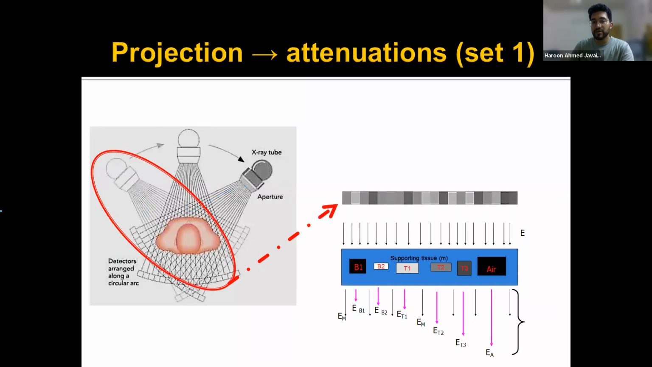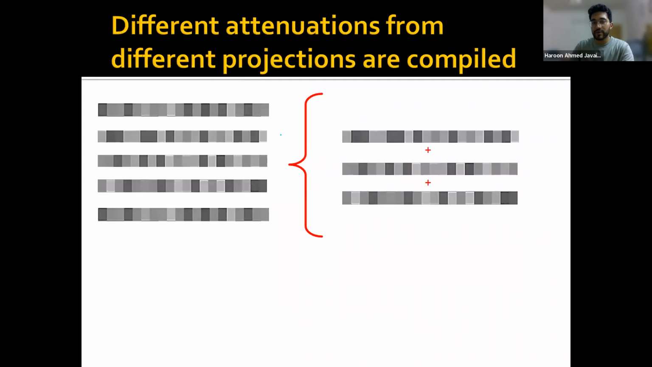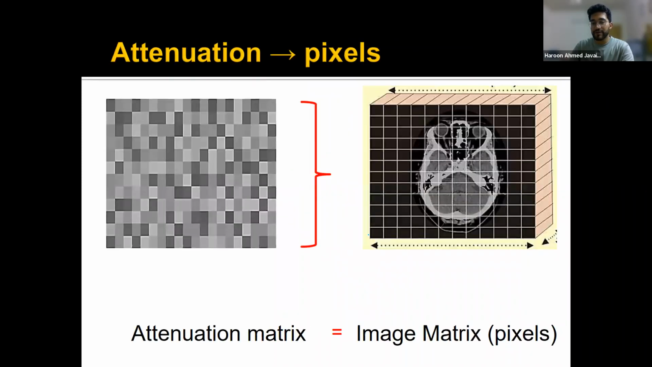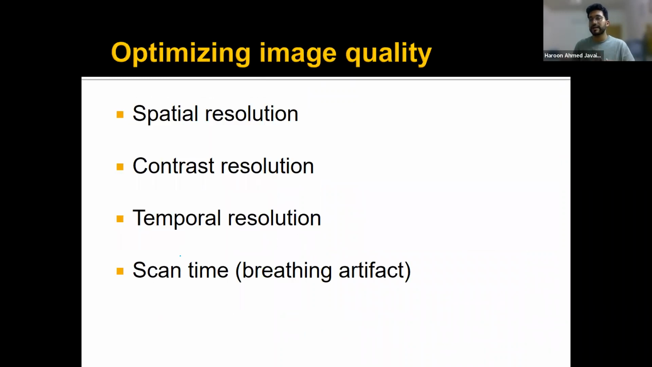Okay, so this is one set of projections, and it has only one set of attenuations. You have more, and then you compile all of them by the help of a computer and generate a matrix, and this matrix is translated to pixels, which is translated to an image. So they're just trying to tell you that you have a lot of X-rays at different angles, and they somehow work it out with the computer and give you a three-dimensional image. That's all the previous slides were about.